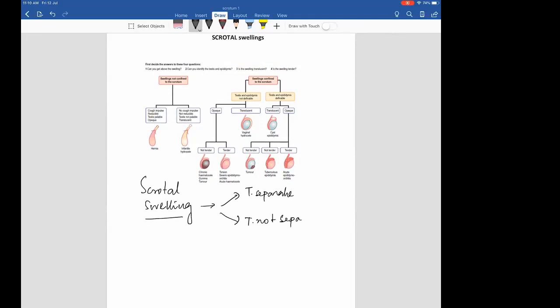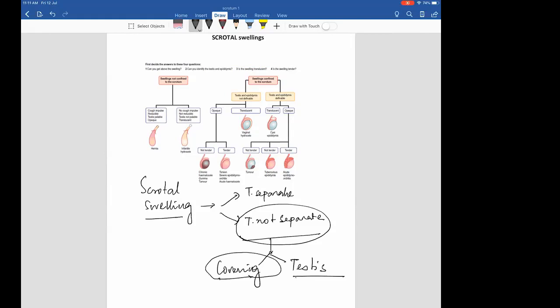Now, this will mean a lot of difference, guys. If the testes is not separate, that means this swelling is probably arising from the coverings of the testes, or it is arising from the testes as such. So go by logic. The logic says that if you could not palpate the testes, either it is a covering thing that is arising or it is in the testes.